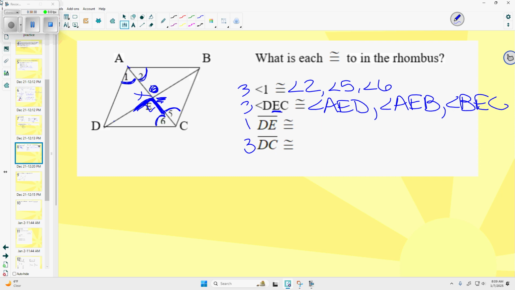All right, segment DE. What is this segment congruent to? BE, perfect. There's only one for that. Then I want segment DC. What is segment DC congruent to? AB, absolutely, because opposite sides are congruent. What else? DA and BC, because all sides are congruent.